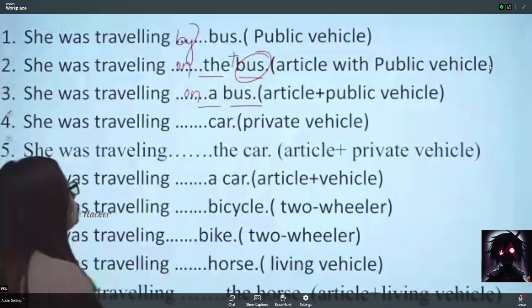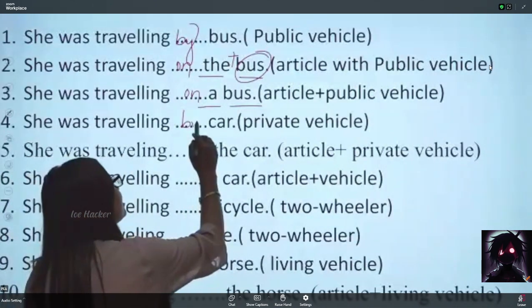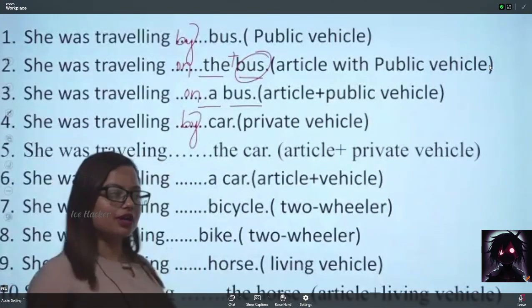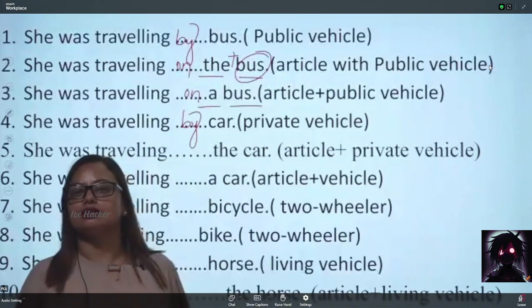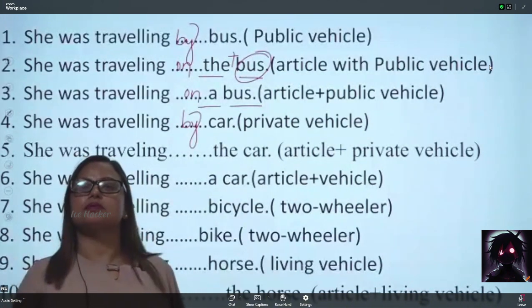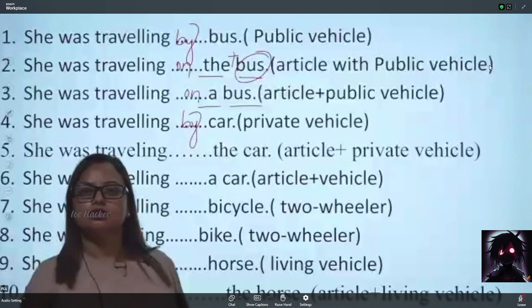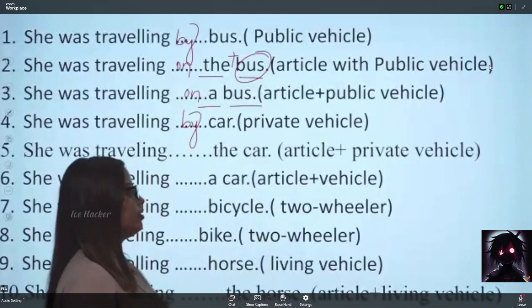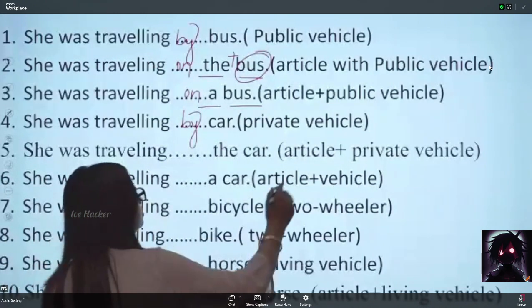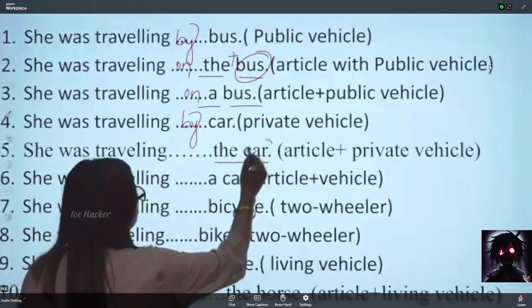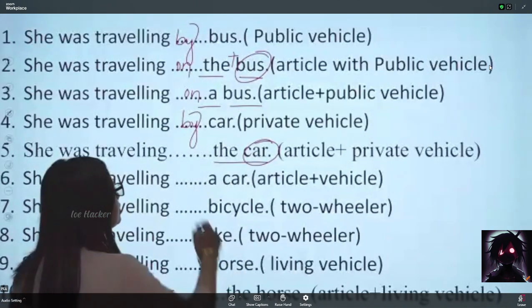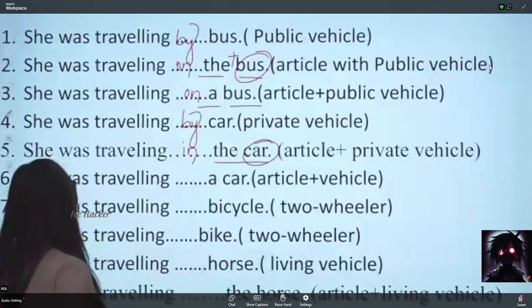She was traveling dash car. Now car is alone. Your vehicle is alone. That's why by car. She was traveling dash the car. Your car comes with an article. Article plus private vehicle. So if the vehicle is with an article, then you have to identify whether it is private or public. So the car stands for a private vehicle. If a private vehicle comes with an article, then you have to go for in.